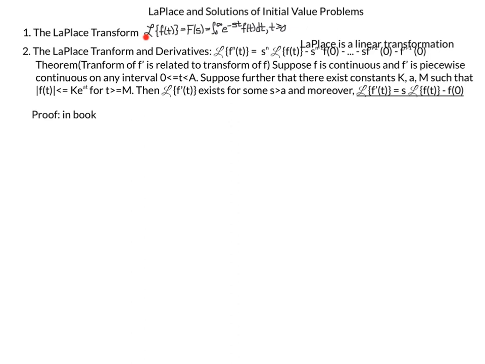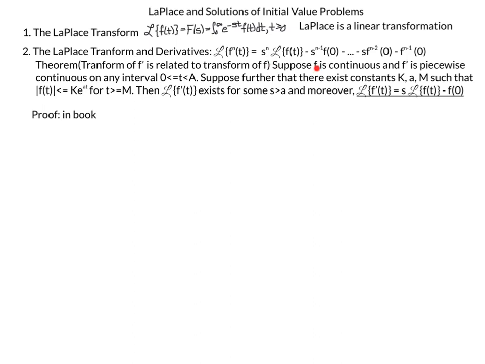First, the Laplace transform of a function f of t is equal to the integral of f of t times e to the minus st, and that will give us a new function called capital F of s. And now we can calculate the Laplace transform of the derivative of f. The transform of f prime is related to the transform of f.